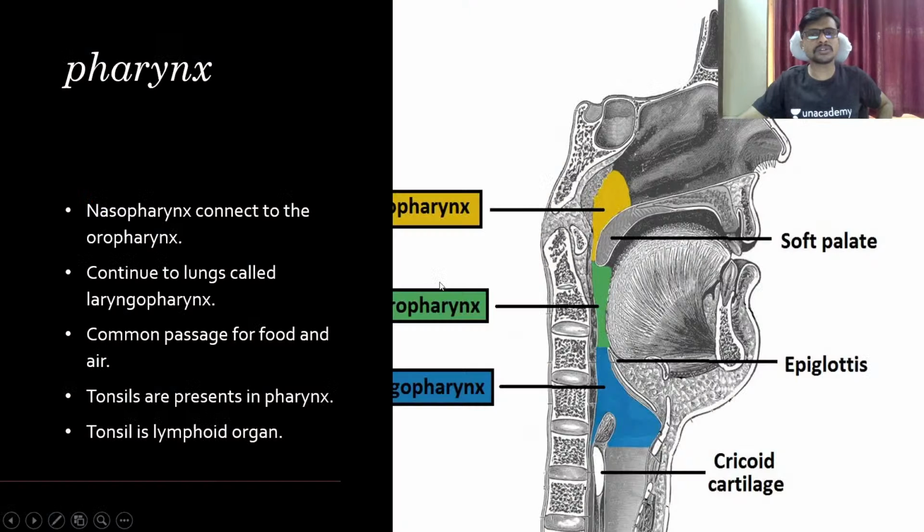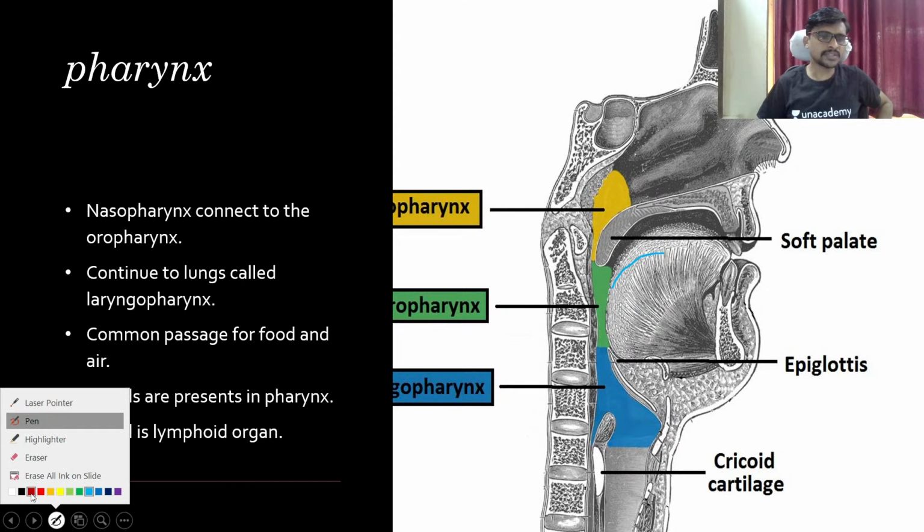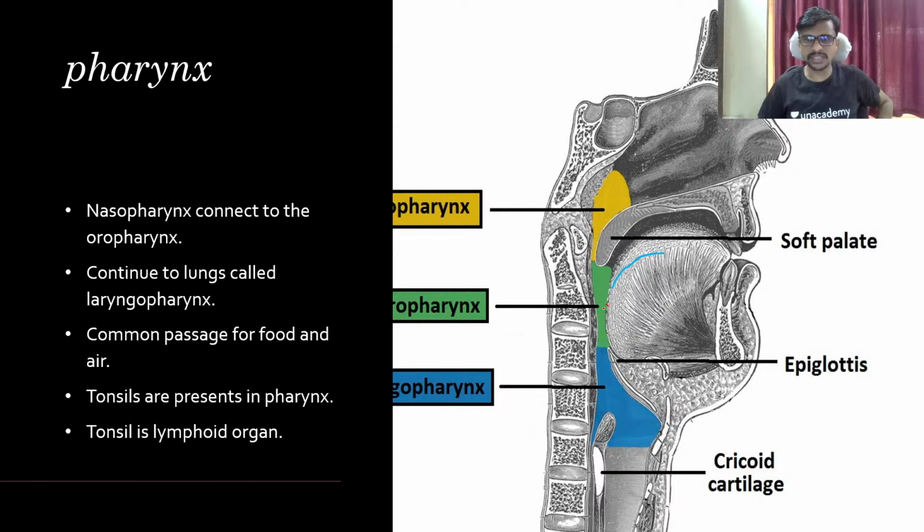So guys, this was all about the nose. Now let's see the pharynx. A nasopharynx connects to the oropharynx. So the oropharynx means coming from the oral cavity. The pharynx which is coming from the oral cavity is called the oropharynx, and the one coming from the nasal cavity is called the nasopharynx, and when they come together, this part is called the laryngopharynx.